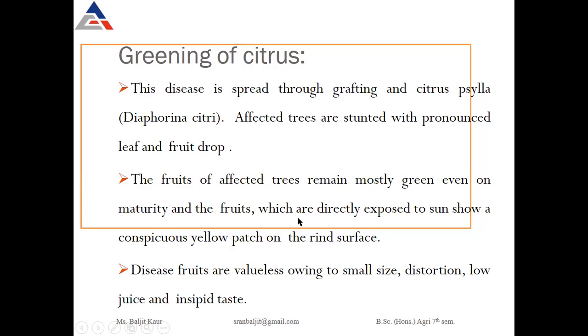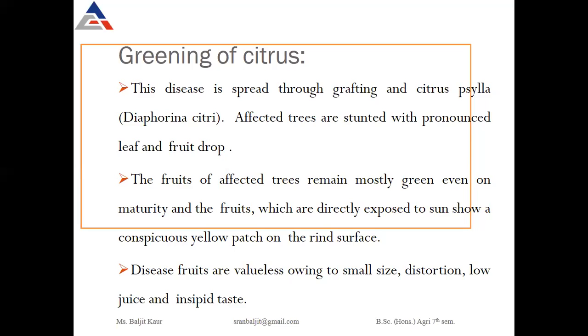Next is greening of citrus. Greening of citrus is a disease that spreads through grafting, and citrus psylla is the insect that transmits this disease. The affected trees are stunted with pronounced leaf and fruit drop. The fruits of the affected trees remain mostly green even at the time of maturity, right?